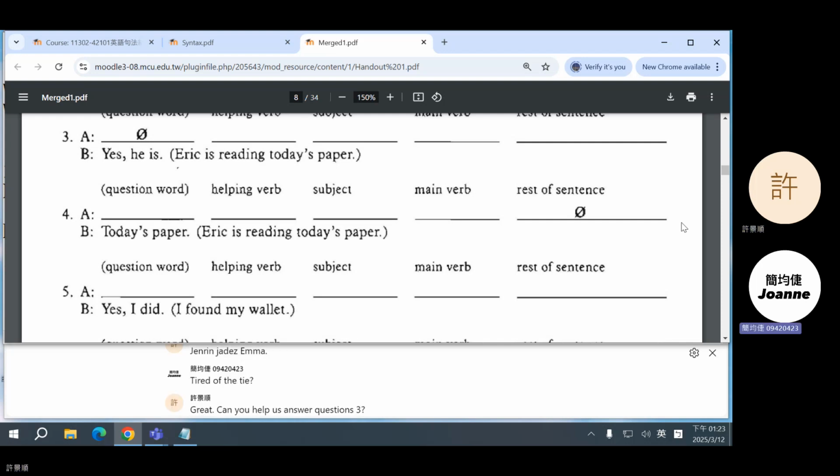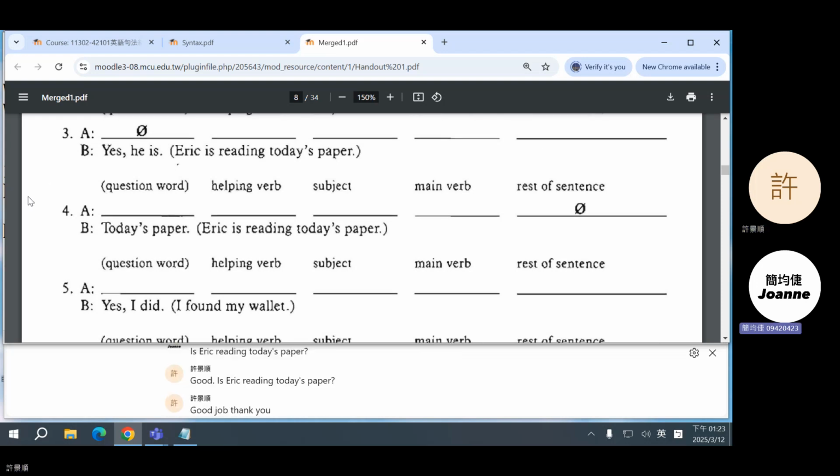Question 3. So the answer is yes, he is. What's the original question? Is Eric reading today's paper? Good. Is Eric reading today's paper? Good job. Thank you. Thank you.